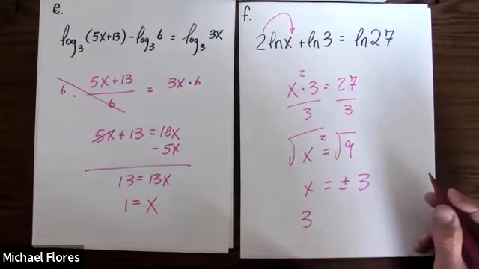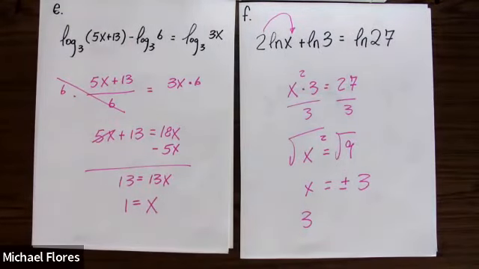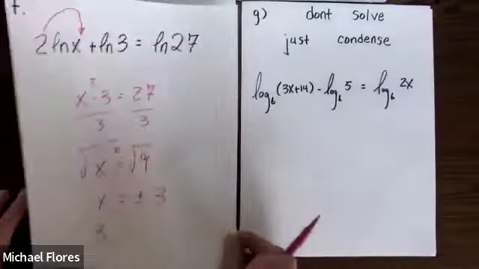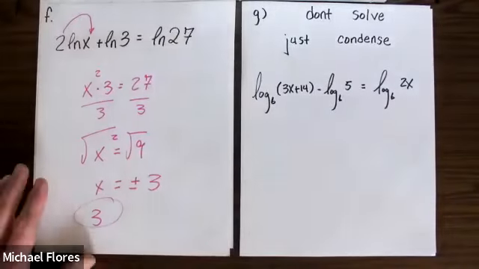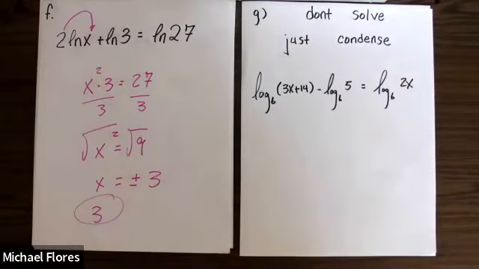Your extraneous answer, if it asks you to list the extraneous answer, that pretty much means the answer that doesn't work. Your extraneous would be negative 3. So your only answer here is 3. All right, for example G, don't solve it. I just want you to condense it. Just set it up as if you were going to solve it.